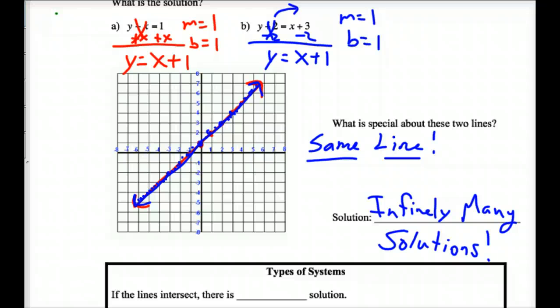It does go on, but that's not really an answer to the question. Can you write infinite solutions? Yes, that's what you write. That makes more sense than just the word infinite.